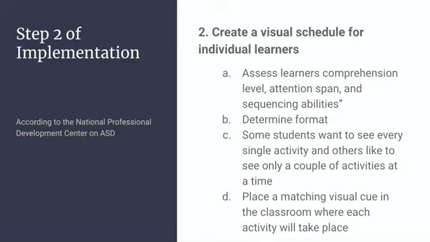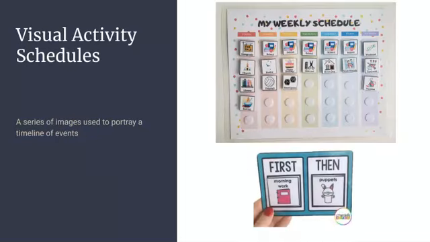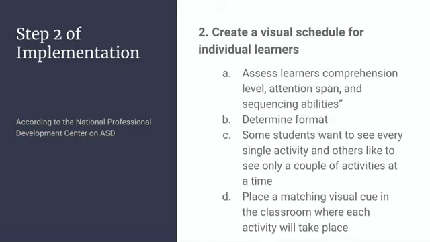Step 2 of implementation is to create a visual schedule for individual learners. So as we saw in the first slide on visual activity schedules, there are different types of visual activity schedules, and it really just depends on the individual's needs, wants, and preferences on which type of schedule would work best for them. So, for example, if you're working with a student who may be working on making transitions between activities a little bit more smoothly, it may be better to do a first-then visual activity schedule rather than a schedule of the entire week.